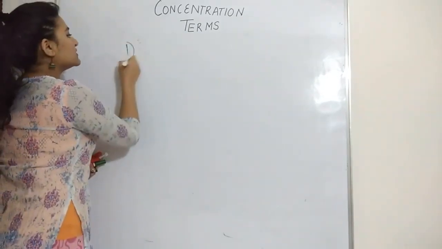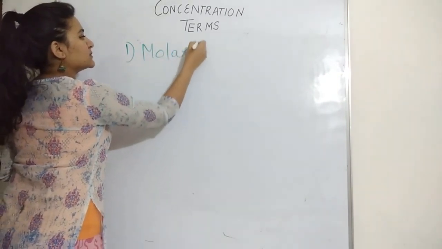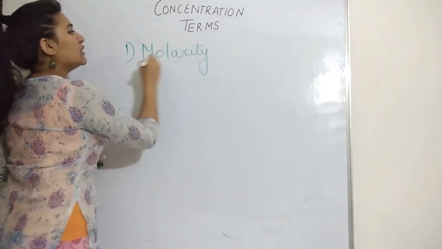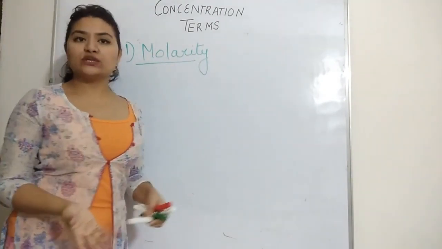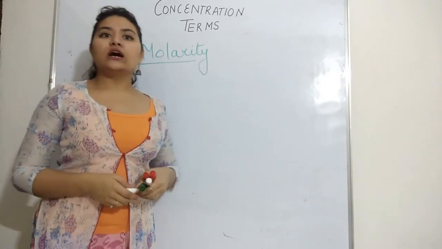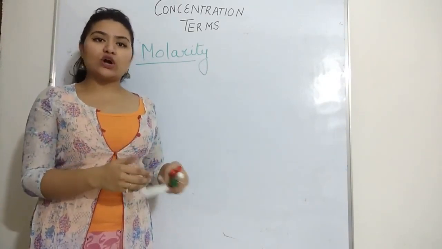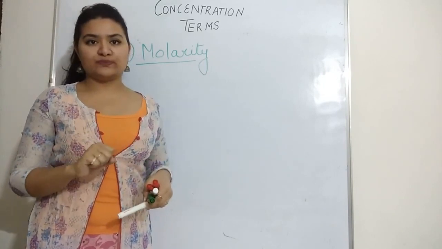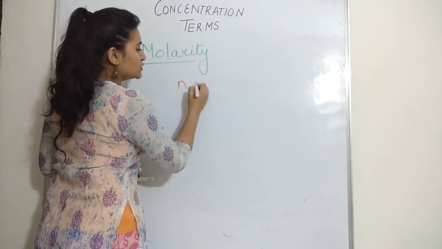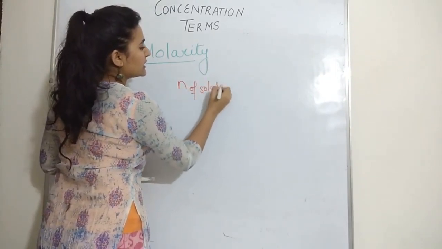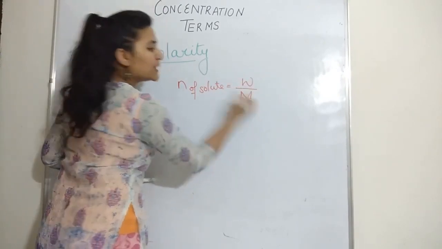Let's start with the first concentration term, that is molarity. Now, what is molarity? Now, I told you this is regarding all the solutions. So, if you have a solution and you want to know how many moles of the solute are dissolved in 1 liter of that solution. So, moles means n of solute. Now, n of solute can be written as mass of solute upon molar mass of solute.